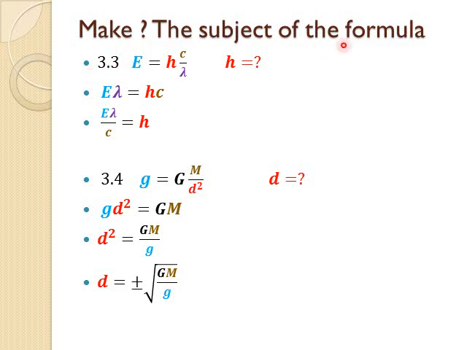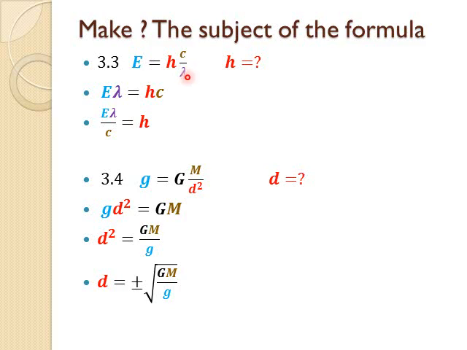Right, so make h the subject of the formula. So given here, E equals h c over lambda. Right, so that's the energy of a photon equals Planck constant times the speed of light over wavelength.